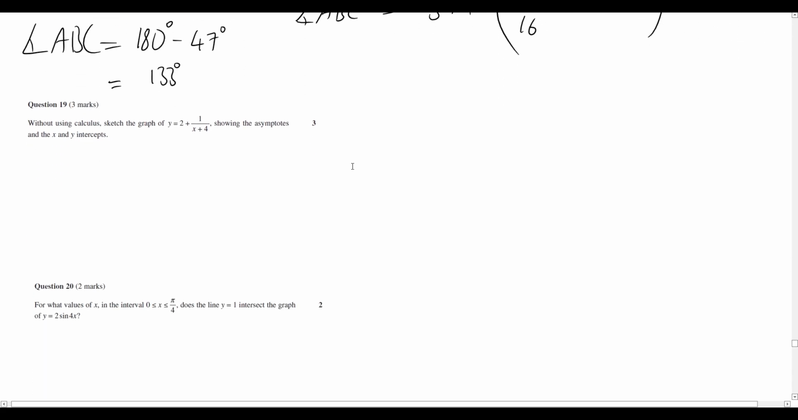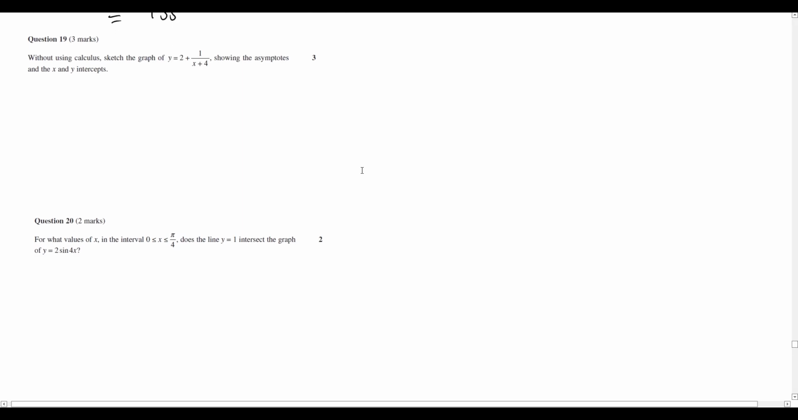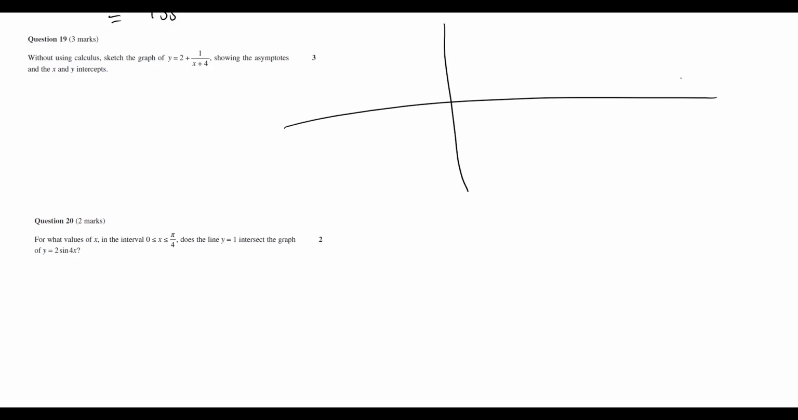So without using calculus, sketch the graph of y equals 2 plus 1 over x plus 4, showing the asymptotes and the x and y intercepts. Okay, so a lot going on here. So we know that it's going to be a hyperbola. So let's just quickly draw up our Cartesian plane very, very broadly. And so now we know that since it's been shifted up 2, well, we know that now y can never be equal to 2. Very, very straightforward. So we can draw that asymptote in there, so we'll know y never will equal 2.